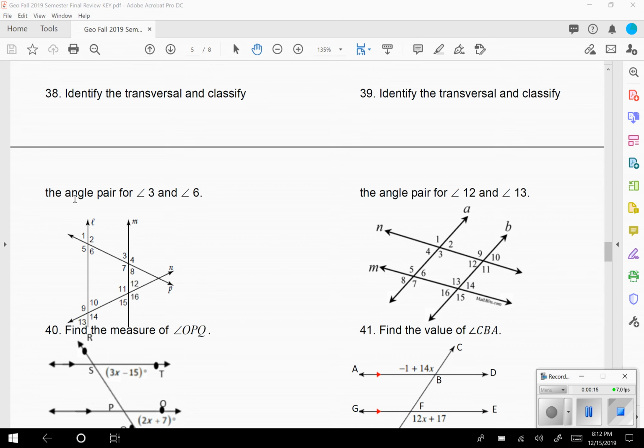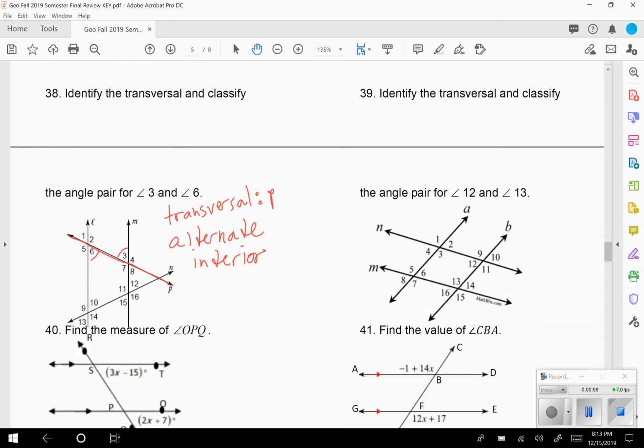Okay, so 3 and 6, you want to look, L and M are your two parallel lines. So you want to look at the line that both angle 3 and 6 are running along, and that would be this one here, line P. So your transversal is line P. And then now we're going to look at angle 3 and angle 6, what their relationship would be. Well, we can see they're between our two parallel lines, but they're on opposite sides of the transversal. So they're alternate interior angles.